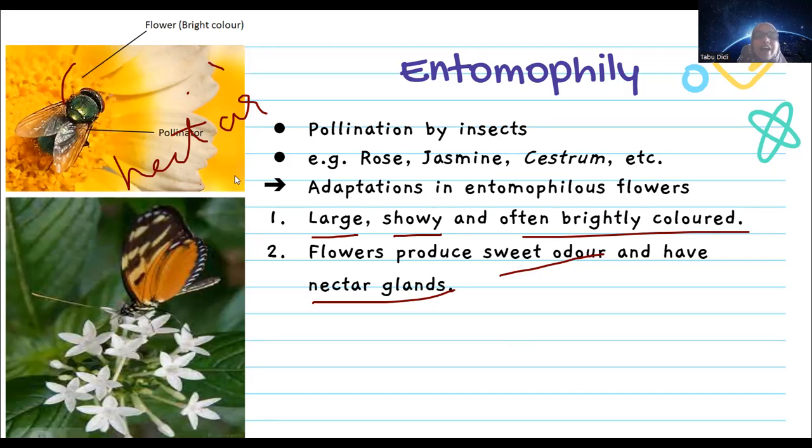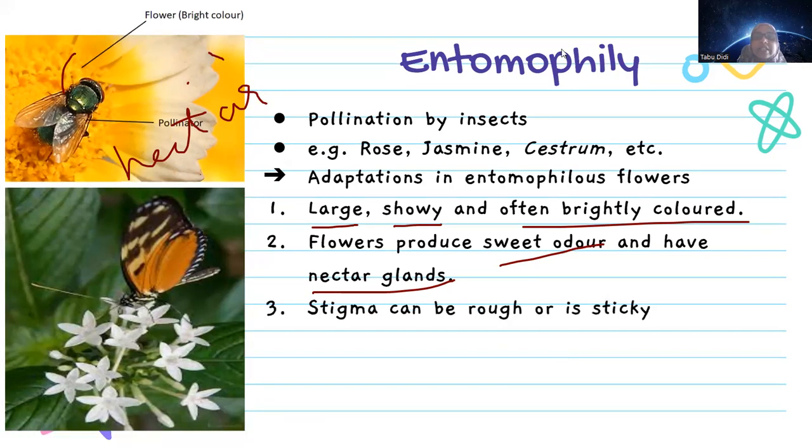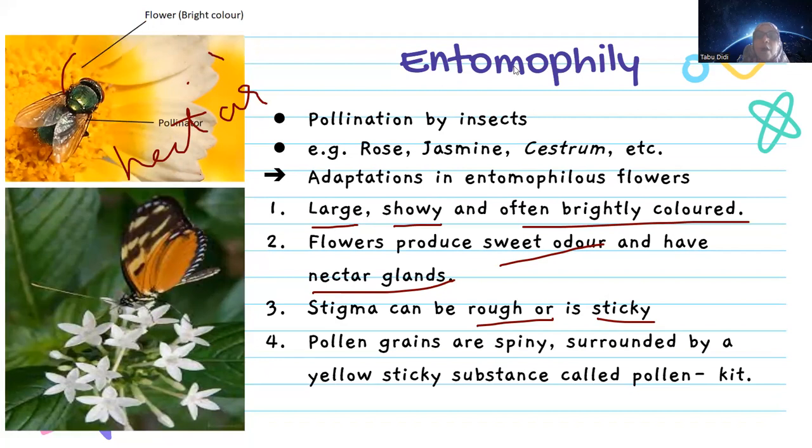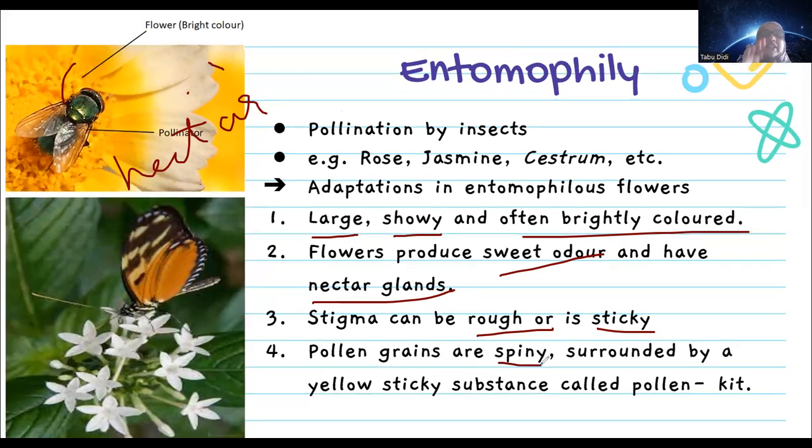Okay, so the flowers will have all these characteristics. Then stigma, that is the female part which will receive the pollen grains. Either it can be rough or sticky, depending upon the type of flower or the type of plant. Pollen grains will definitely be spiny in nature so that they properly go and stick onto the stigma. Okay, so they have a spiny appearance.